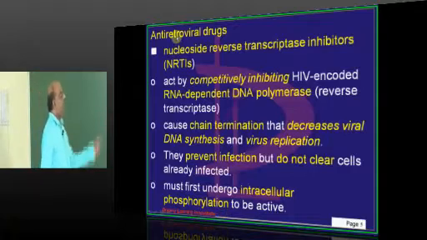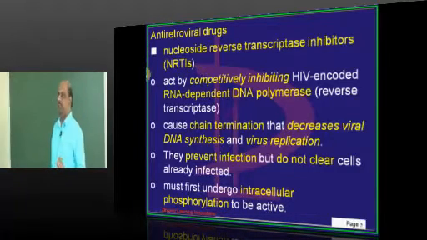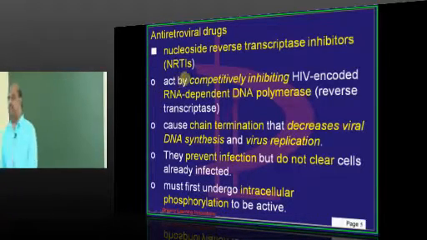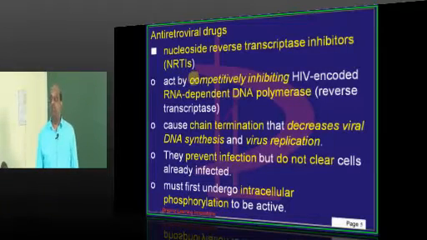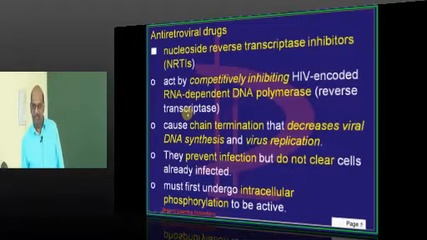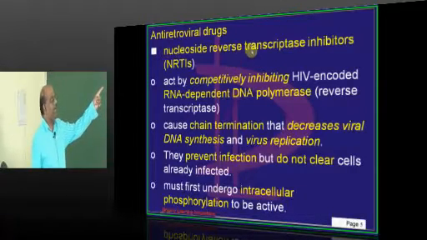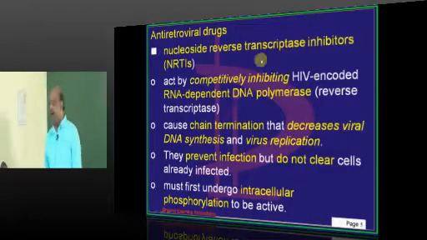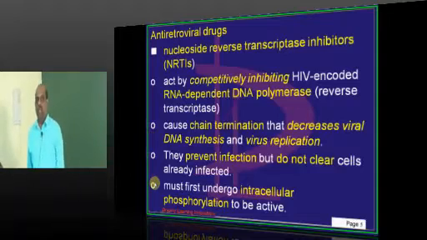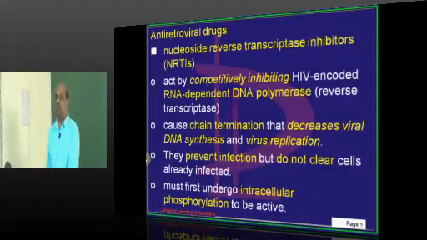And what is the main problem with these nucleoside reverse transcriptase inhibitors, against which possibly resistance can develop? What is the reason? For the nucleoside reverse transcriptase inhibitor to be effective, it needs to first get phosphorylated.